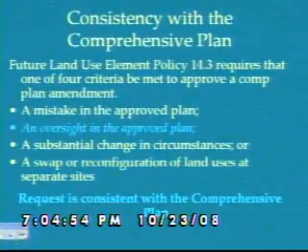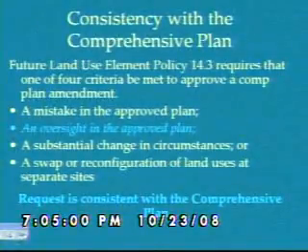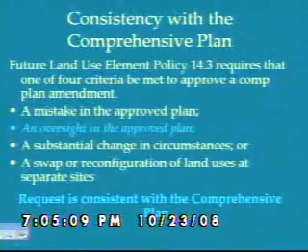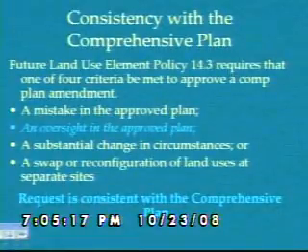First is a mistake in the approved plan. Second would be an oversight in the approved plan. Third, a substantial change in circumstances, or fourth, a swap or reconfiguration of land uses at separate sites. This one was seen to be an oversight in the approved plan because RVs were not included in the original mobile home rental park designation, so therefore this request is consistent with the comprehensive plan.